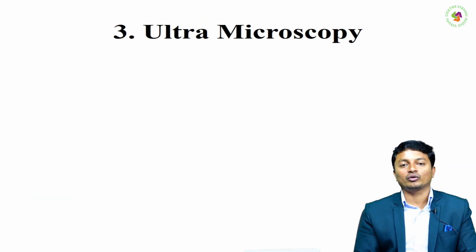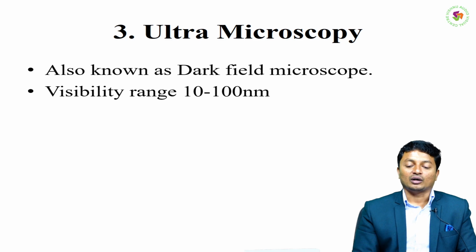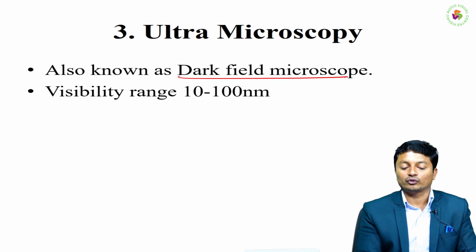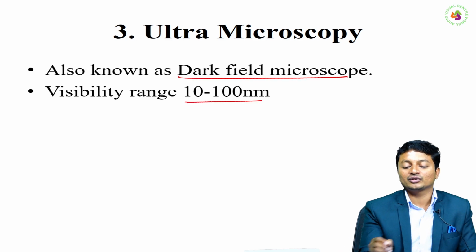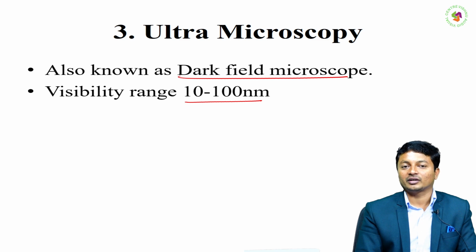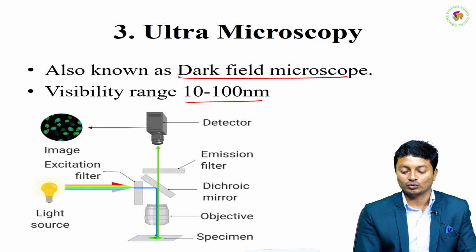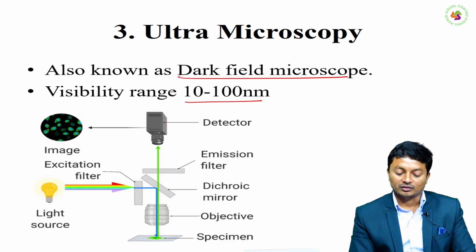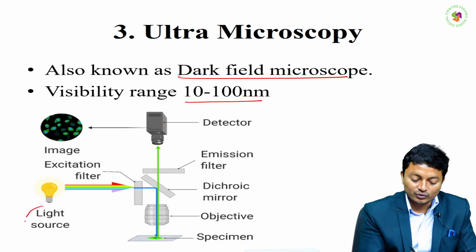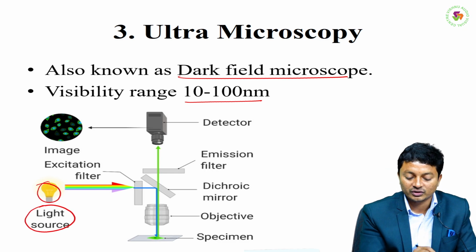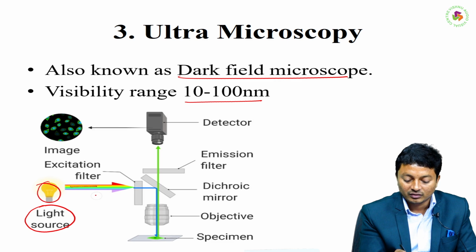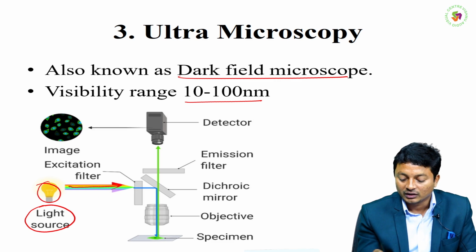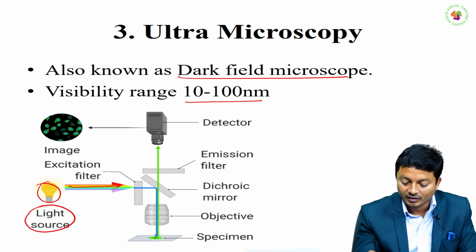Now we'll discuss ultra microscopy, also known as dark field microscope, and the visibility range of the particle is 10 to 100 nanometers only. So here in this ultra microscopy also we have a light source, and this light source will be sent to the dichroic mirror.